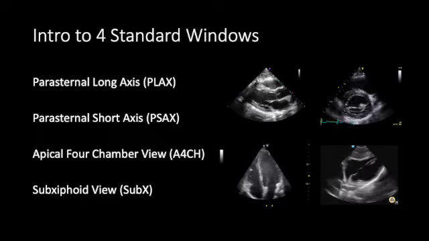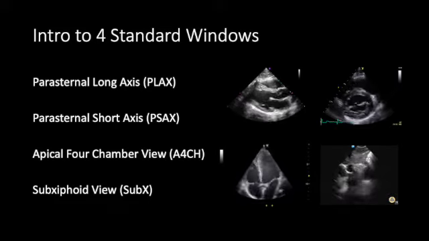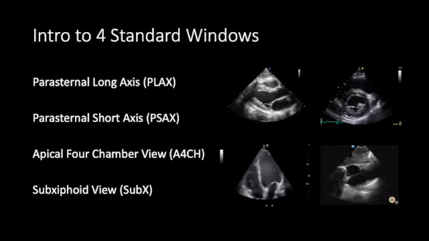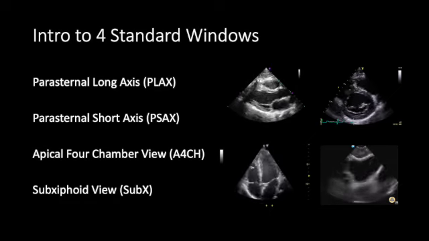Lastly, the Subxiphoid window provides a window through the heart that is more accessible underneath the rib cage. It can be helpful when we need to evaluate a heart during active CPR or when the views are otherwise difficult to obtain from the chest wall.